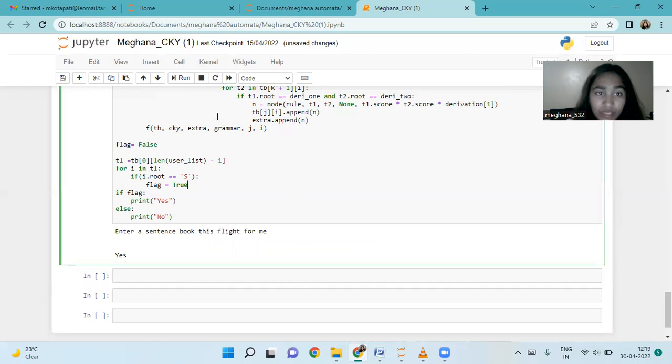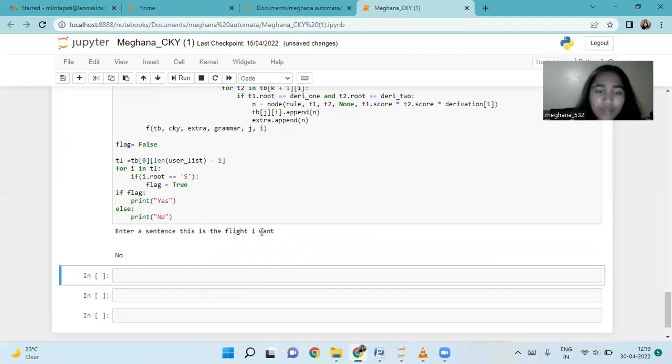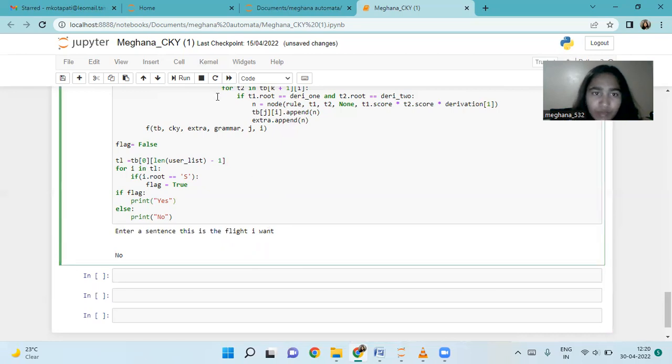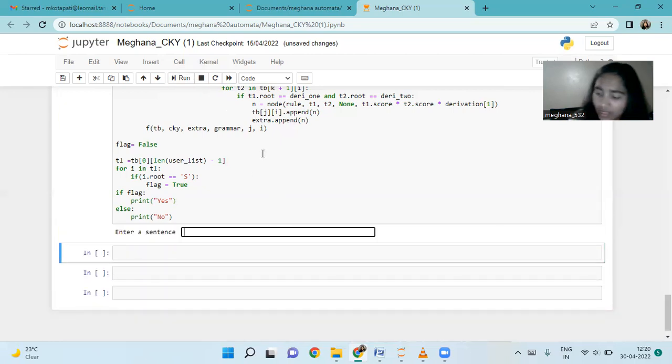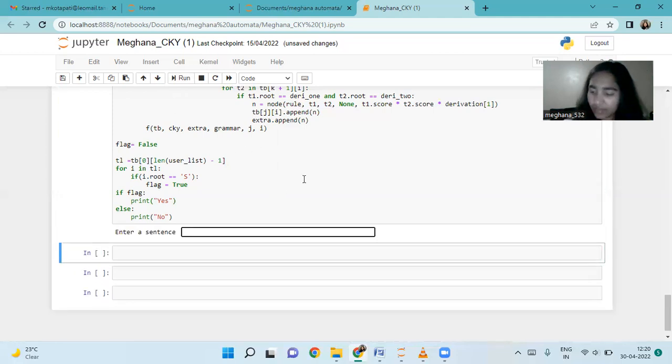Let's now run for invalid sentences. This is the flight I want. Since this is an invalid sentence, as we have seen in the CKY table, the last cell in the right upper diagonal matrix doesn't contain the S symbol, so we get the output as no. Let's try one more sentence. This flight can. Enter. No.